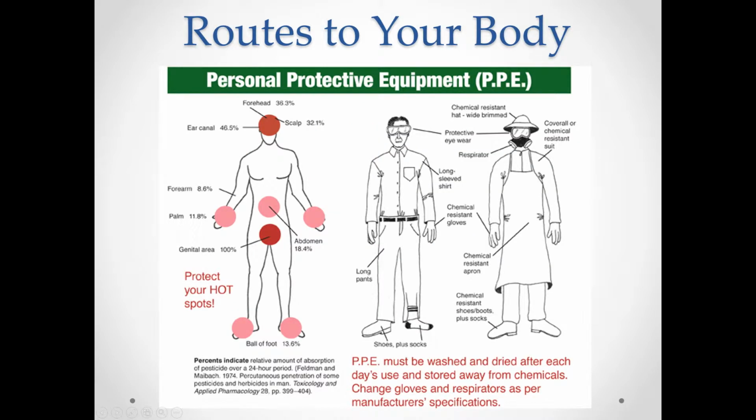This is interesting because of the routes that pesticides get into your body. We have some images here showing people in their PPE. PPE is known as personal protective equipment. The folks pictured have different levels of protective clothing. PPE must be washed and dried after each day's use and stored away from chemicals. Change gloves and respirators per manufacturer specifications.